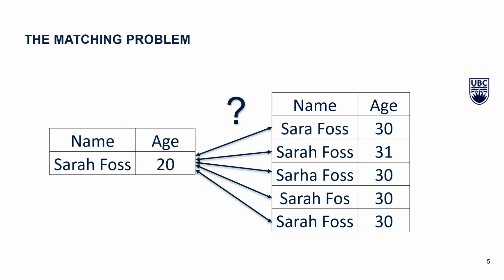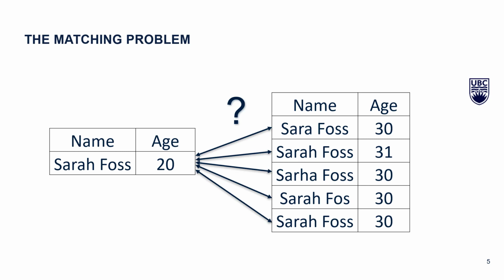Before we get into methods used in this approach, let's discuss the main problem with historical record linkage, the matching problem. Let's say we have an observation containing the name Sarah Foss in the 1890 census, and that record has her age as 20 years old at the time. Now we then query potential matches for Sarah Foss in the next census 10 years later, and we find five potential matches for Sarah.